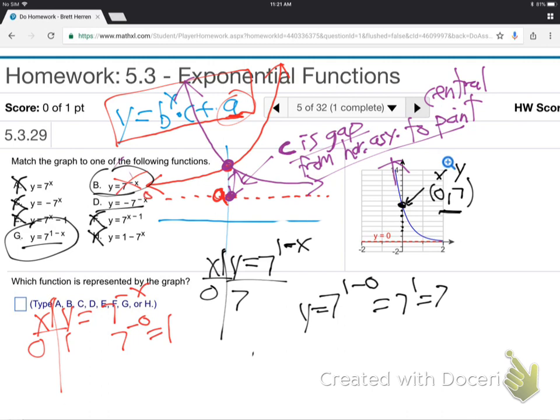Put in 0 here. For D, let's do D. No, it's going to be negative 7 to the 0. It would be negative 1. No, that's not right. 0, negative 1? No, it's not D. It is G. G is the right answer.